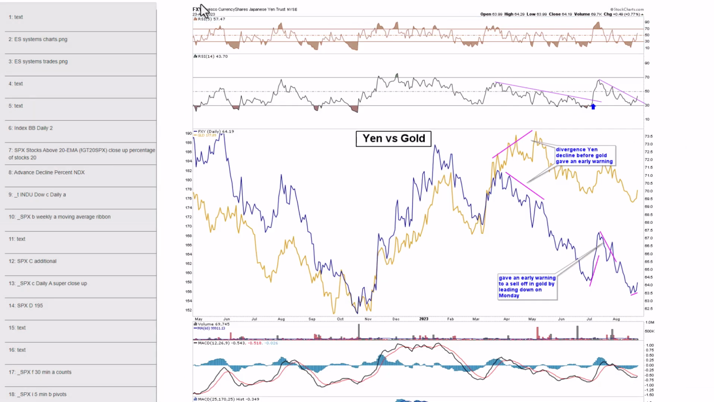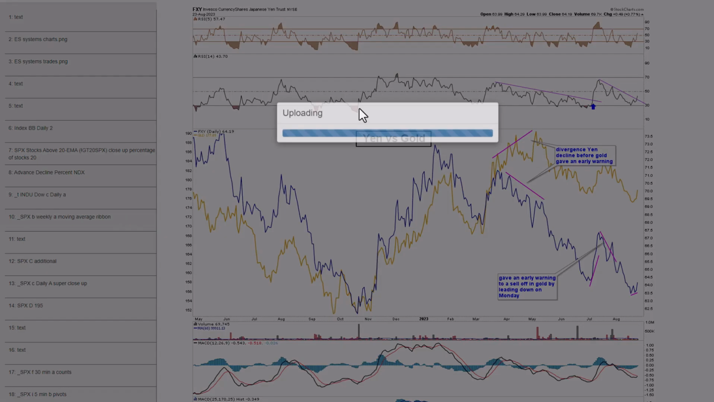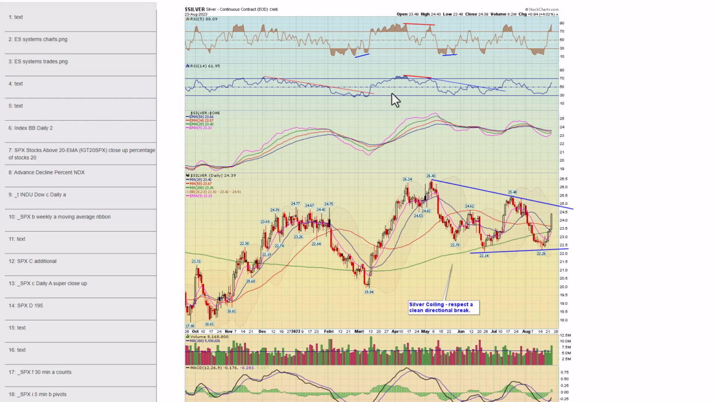Jabber 65, here's the Japanese yen versus gold, and the two tend to be very correlated. A lot of times the yen leads, and you can see the yen had a little divergence here ahead of time. Next, Jabber 66, silver, big pop. Steve tightened this pattern up, so this is the pattern that may be forming now.